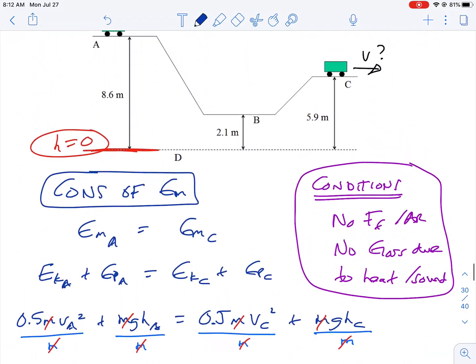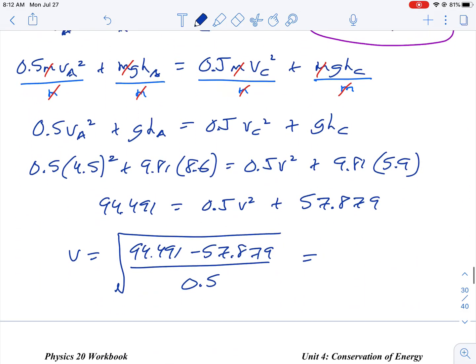And sig digs looks like 2. So I get about 8.6 meters per second.